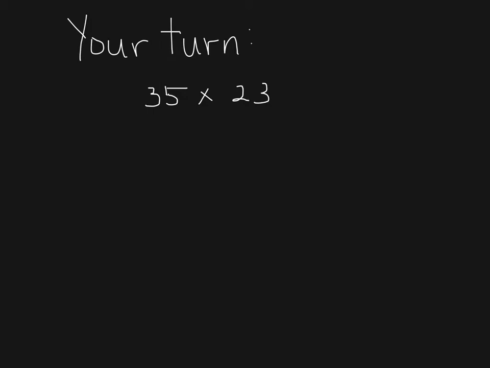Okay, now it's your turn. You're going to multiply 35 times 23. I would like you to do it one time with the area model and then use the standard algorithm. If you prefer the standard algorithm, I still want you to do the area model to check yourself.